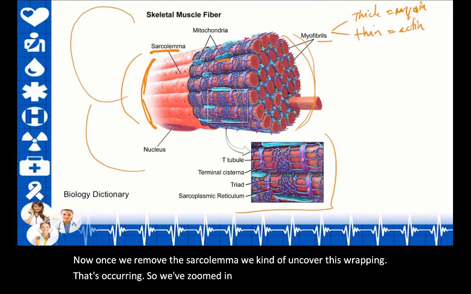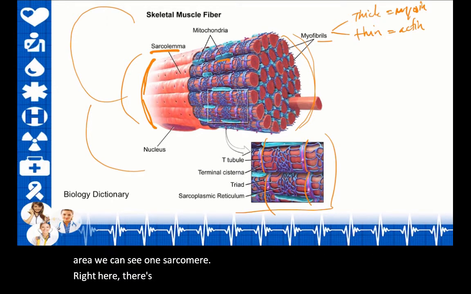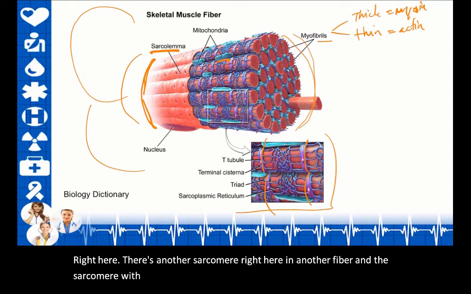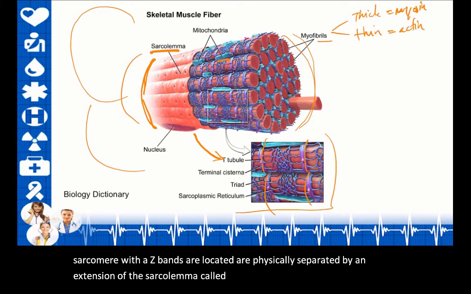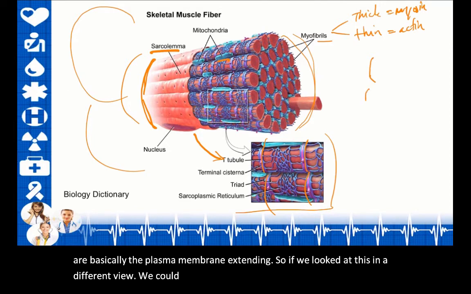And in this zoomed in area, we can see one sarcomere right here. There's another sarcomere right here on another fiber. The sarcomeres, where the Z bands are located, are physically separated by an extension of the sarcolemma called T, or transverse tubules. The T tubules are basically the plasma membrane extending.